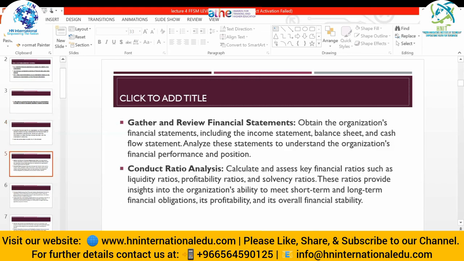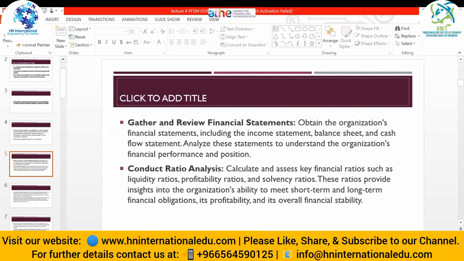Now, these are a few steps through which we can do this. The first is gather and review the financial statements. Obtain the organization's financial statements, including the income statement, balance sheet, and cash flow statement. When we analyze all of these statements together, we would know what is happening inside the organization. For example, with the income statement, we would know the net profit for a specific 6 months period or for the whole year. Or we can have a net loss as well.